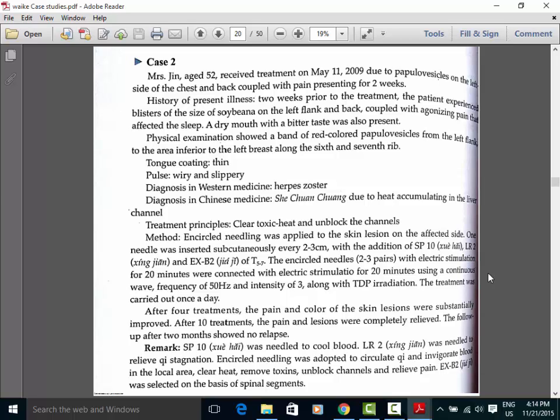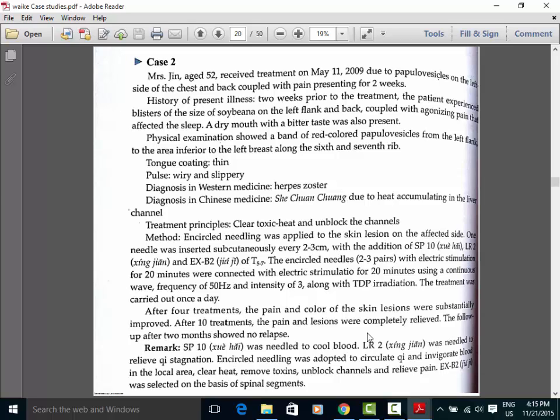Dry mouth with bitter taste indicates pretty clear heat. Now a thin tongue coating here, this is why they say blood heat. It's not normal thin, it's pathologically thin. So I think that's the catch with this case.